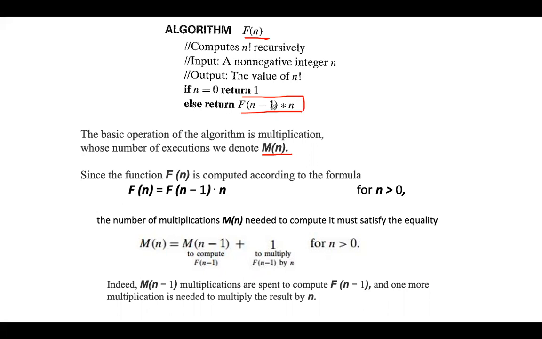Now we have to compute what M of n is. This is our factorial function F of n. It will be called once by passing the value n, and then it will be called again by passing the value n minus 1. This F of n minus 1 will again call one more function with n minus 2. It will continue like that. This is the representation of the multiplication function.